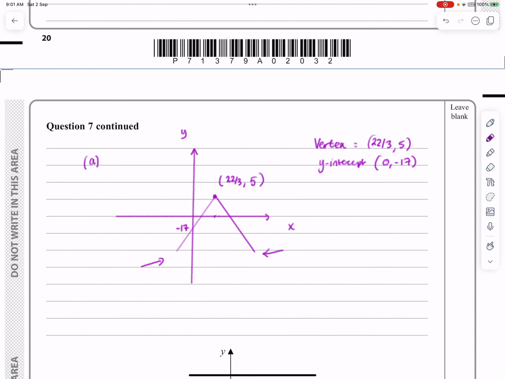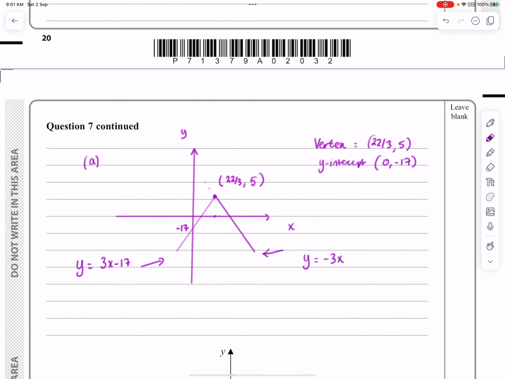Well, if we look at the left-hand one first of all, I know it's got a gradient of 3, I know it has an intercept of minus 17, so that line there, I'm talking about this particular line, or this part of a line, is part of the line y equals 3x minus 17. And if I'm looking over at the other side, this has got a gradient of minus 3 this time. We know that because it's a reflection.